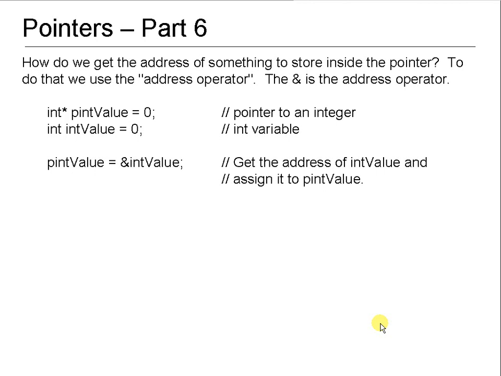So once we have a pointer, how do we get the address of something to store inside of it? Well, to do that, we use the address operator. The ampersand is the address operator. So, first off, we declare a pointer to an integer. Then we declare an integer itself so we can get the address of it. Now, here is where you use the address operator. You put it in front of your variable, and that tells the compiler, hey, don't give me the contents of that variable.